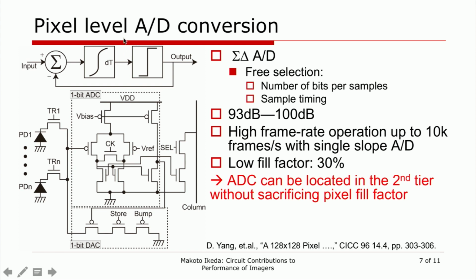The first one is pixel level AD conversion proposed by the Stanford group 20 years ago. This employed pixel parallel A/D converters in delta sigma manner and can realize higher dynamic range as well as a high frame rate up to 10,000 frames per second. For this case, fill factor was a limiting factor, but this kind of A/D converter can be located onto your second tier without sacrificing pixel fill factor.